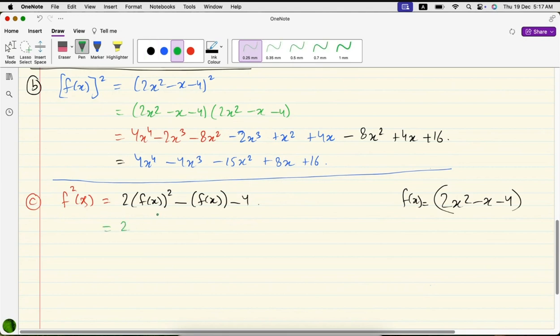So luckily we already have what f of x square is. We can copy that: 4x to the 4 minus 4x cube minus 15x square plus 8x plus 16, then 2x square minus x minus 4, and minus 4. Any confusion in the substitution? No.